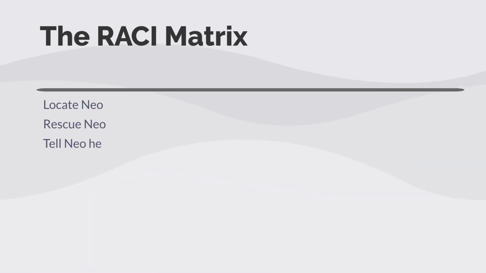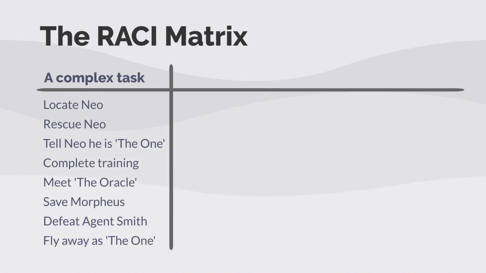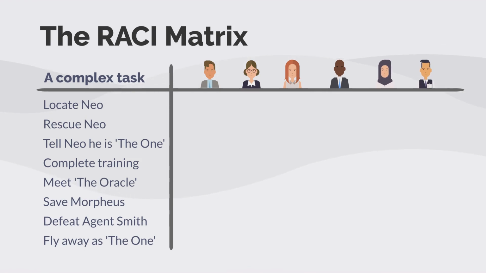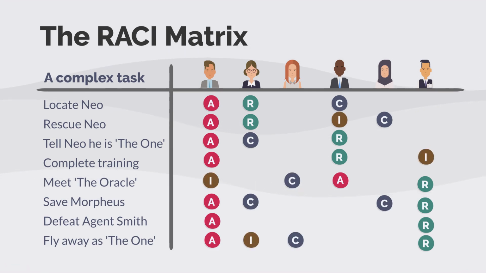By listing all of the key tasks associated with the project or the steps needed to complete a complex task, and identifying all of the people who will be participating in the project, the RACI Matrix helps us to assign proper roles and responsibilities to everyone involved.